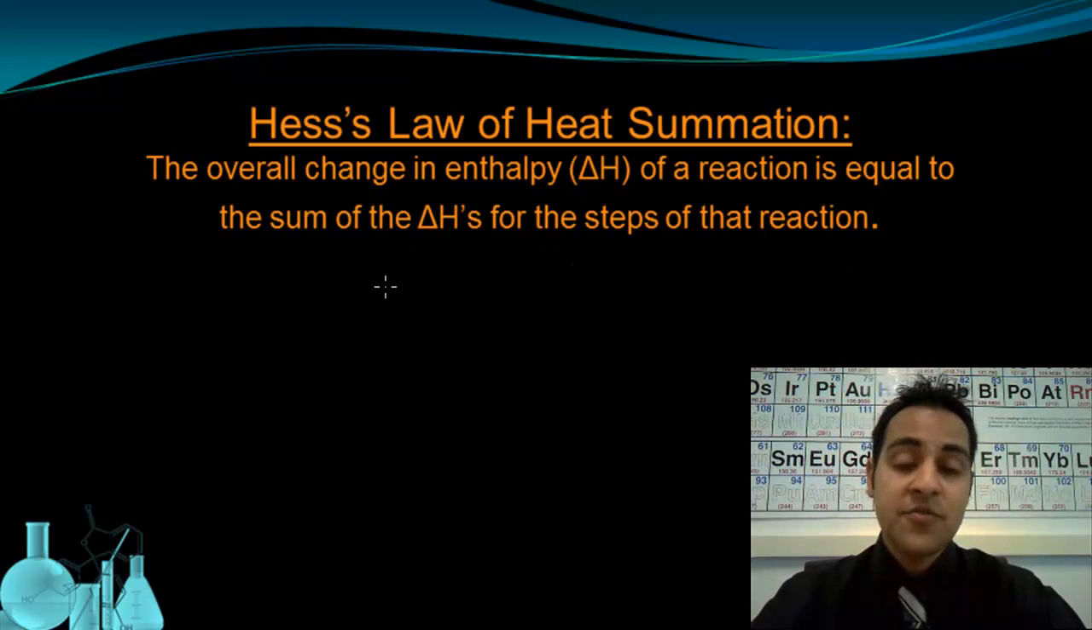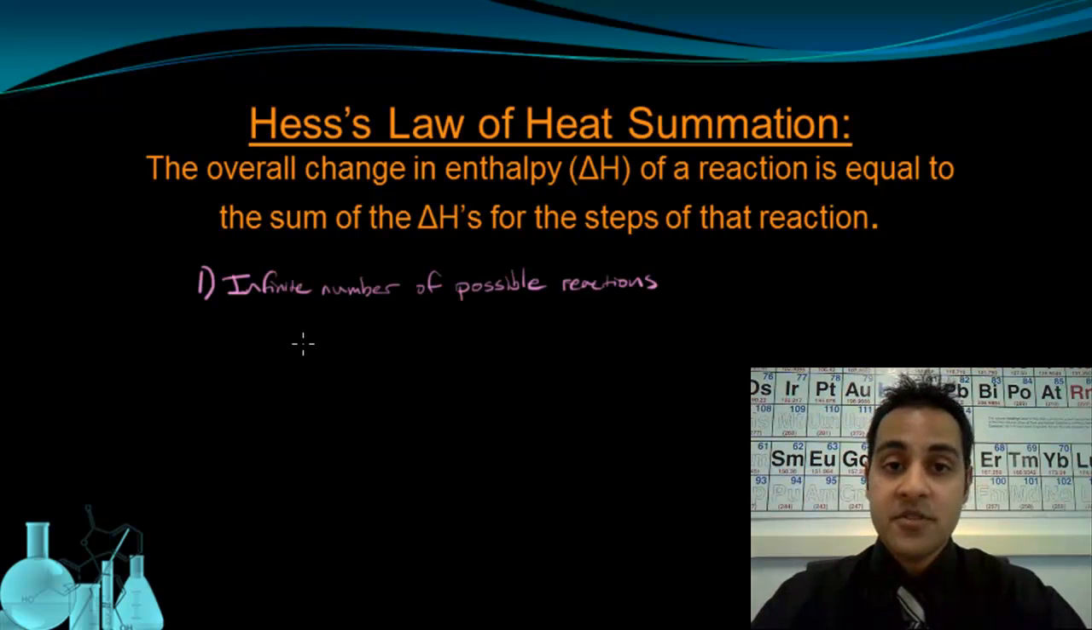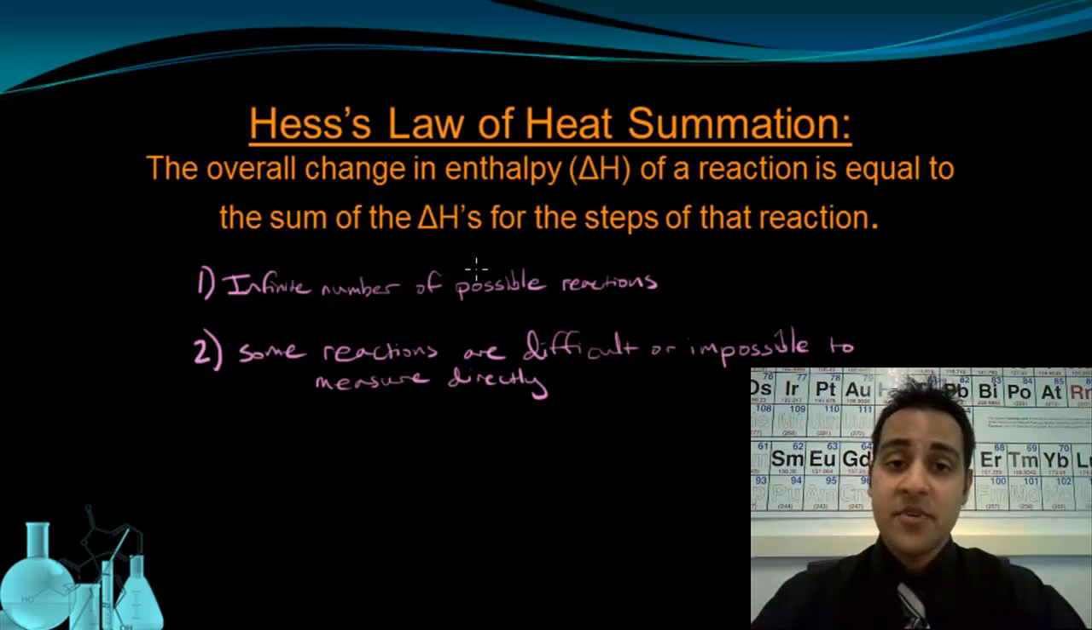And this is going to be useful for two reasons. The first is that there exists an infinite number of possible reactions, and it wouldn't make sense to try and just catalog the change in enthalpy for every possibility. Instead, we can just identify a few common steps, determine their changes in enthalpy, and then use them to figure out more complicated reactions. The second reason is that some reactions are difficult or impossible to measure directly.